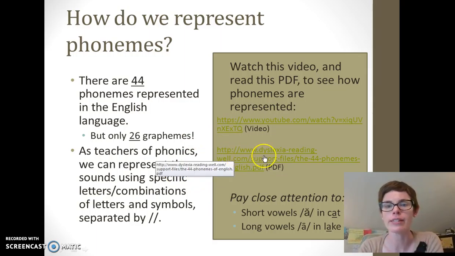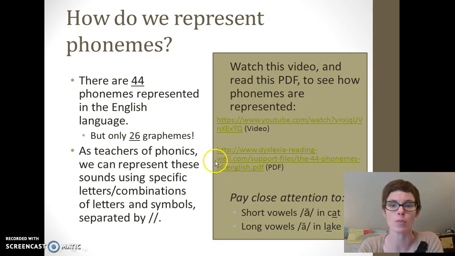And then here is another file that gives you the 44 phonemes and exactly how they are represented and how they are written in between those brackets. You also get examples of words with this document. Look at the document, take a little bit of time to check it out, but I will have copies of this particular PDF for you in class on Monday as well.